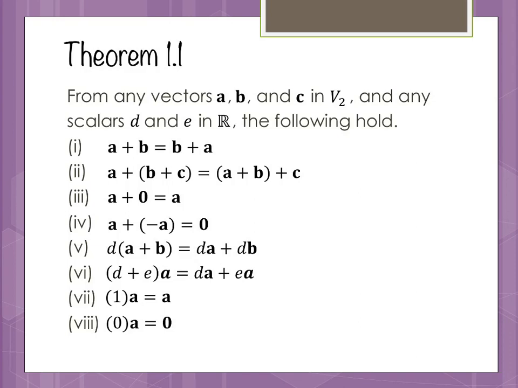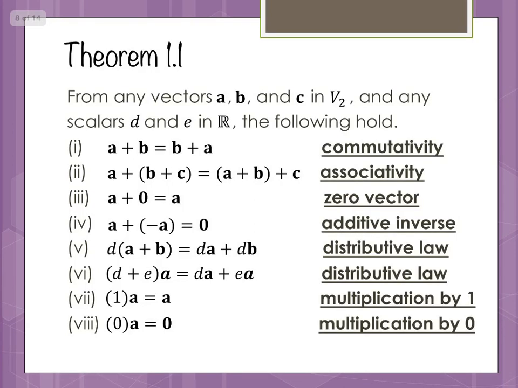The last 2 are different than what I would call them. Again, like part 3, I would have said that's additive identity, but they're calling it the 0 vector. 7 and 8 have the same kind of thing going on. They're just calling it multiplication by 1 and multiplication by 0. So these are the different laws that you see happening here and the way your book is actually labeling them.